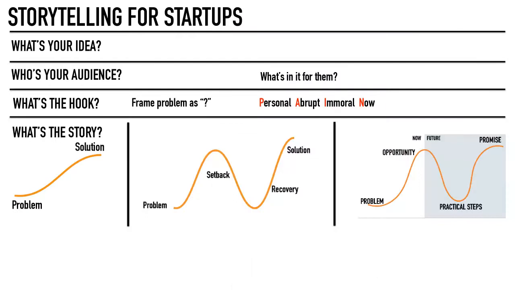So what's the story you've got for your business? Well, at the very least, you should have a rags to riches. Somebody's got a problem, I can give them a solution, going from a bad place to a good place. Maybe you need to make it a bit more developed and take it into a kind of problem, setback, recovery type of story. Maybe you've got a really simple problem, opportunity, practical steps and promise type of story. Either way, what's important here is it goes up and down. If your story is flatlining, nothing positive or negative is happening in your story, it's very boring. It's very dull. We don't really like those kind of stories.